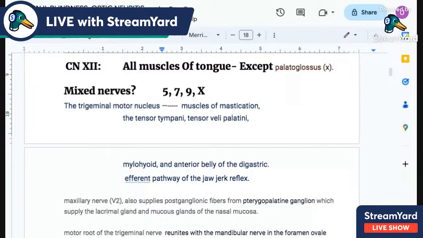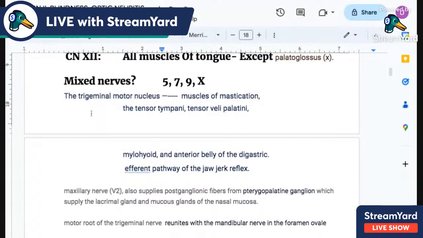Maxillary, in general, I'm just telling, from lower eyelid to upper lip, and mandibular from below the lower lip. So this is the trigeminal, sensory and motor. Which muscles does this supply? The motor supplies the muscles of mastication. And what are the muscles of mastication? They are masseter, temporalis, lateral and medial pterygoid.